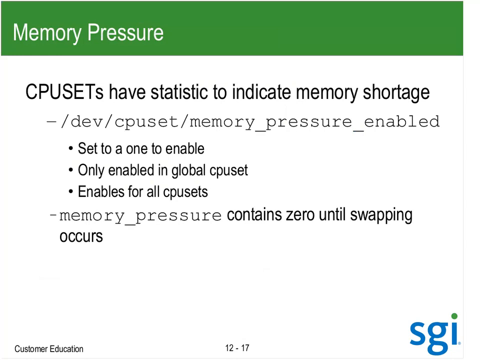Also, there is the ability to do this memory pressure enabled. It's set globally, and then a memory pressure within each cpuset contains zero until swapping occurs. Okay, and I don't think you see anything in there until you actually have swapping going on. And I don't know about a load impact of turning this on. I tried to check before I went to my last site, but they had turned on the memory pressure enabled, but they had no swap, therefore there was no data there.